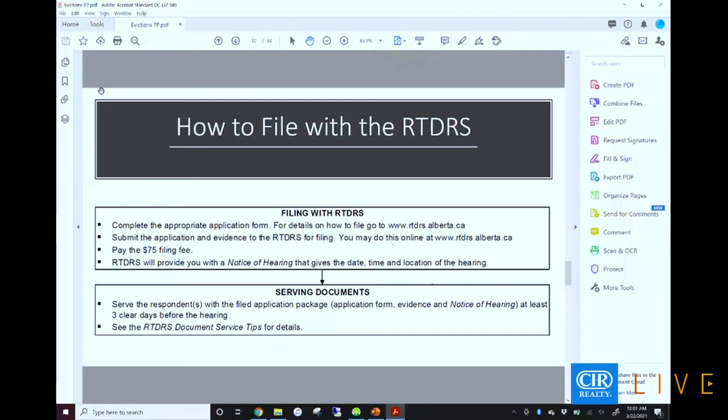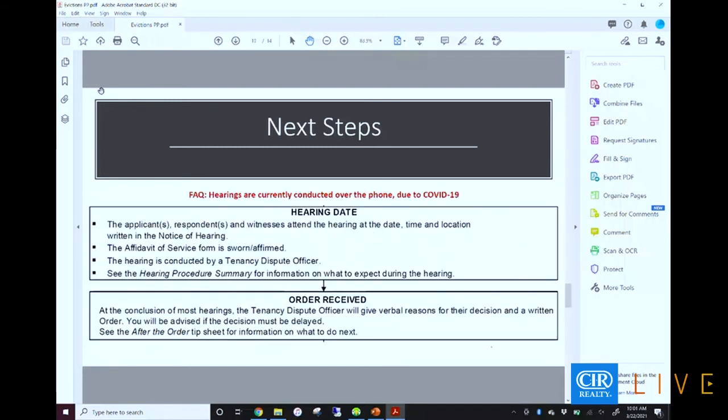Now, once you have filed with the RTDRS, you need to serve all of the evidence and the notice of hearing at least 3 clear days ahead. So again, clear days: the day you send the notice does not count, and the day of the hearing does not count. You can send this 7 days ahead of time, 14 days ahead of time. It doesn't really make a difference, but at minimum, you need to give them at least 3 clear days notice, so 5 calendar days. So again, you can go onto the RTDRS website to look at the documents to see service tips for details. So the next steps.